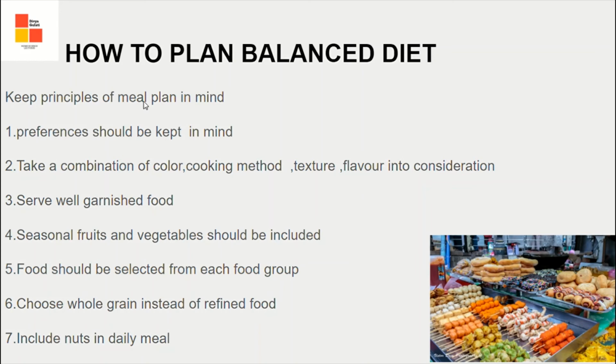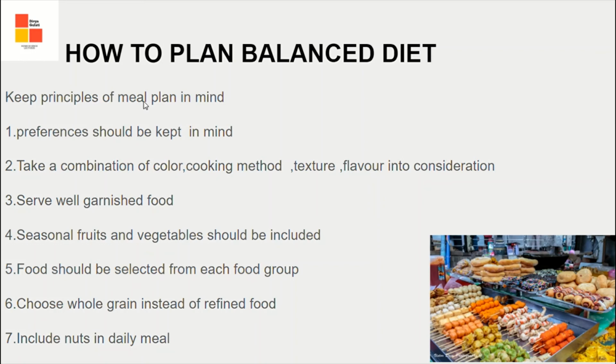Serve well garnished food because man eats with eyes first. Seasonal fruits and vegetables should be included, which are rich in vitamins as well as cheaper. Food should be selected from each food group. In your platter, milk is also there in the form of curd.